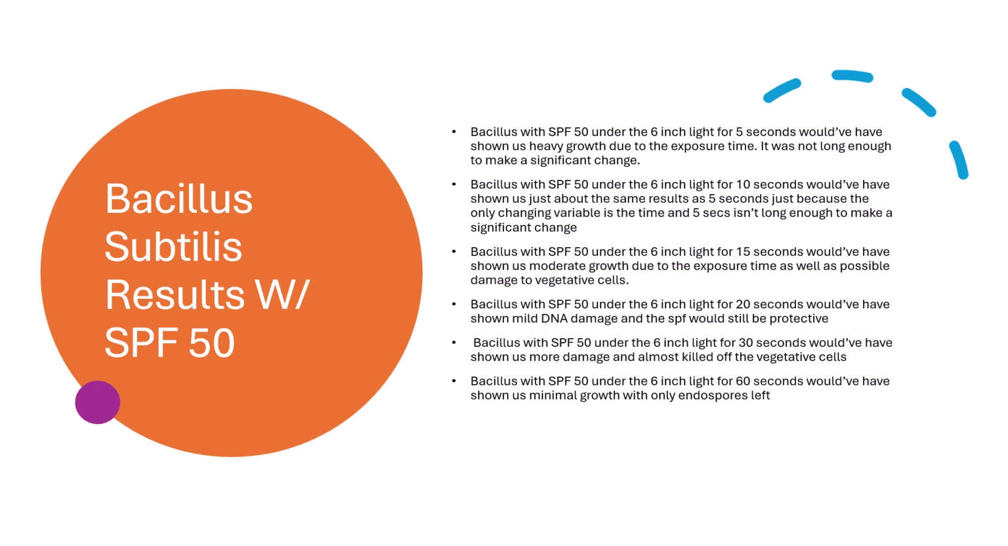But now, for 60 seconds, it shows us actually a pretty good result. So Bacillus with SPF 50 under the 6-inch light for 60 seconds would have shown us very, very minimal growth with only the endospores left from Bacillus. Now you have to remember, these endospores are very, very tough to kill. So that is why there would be only endospores left.